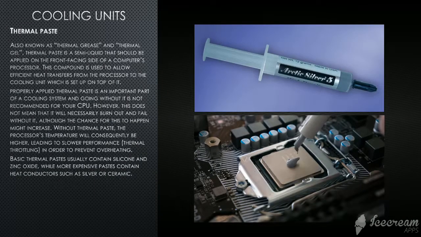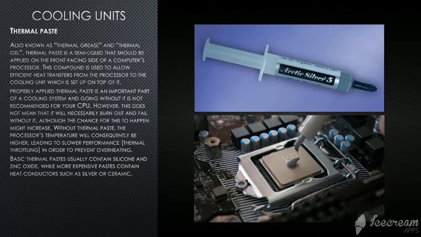The next one is called thermal paste. It is also known as thermal grease and thermal gel. Thermal paste is a semi-liquid that should be applied on the front-facing side of a computer's processor. This compound is used to allow efficient heat transfers from the processor to the cooling unit, which is set up on top of it. Properly applied thermal paste is an important part of a cooling system, and going without it is not recommended for your CPU.